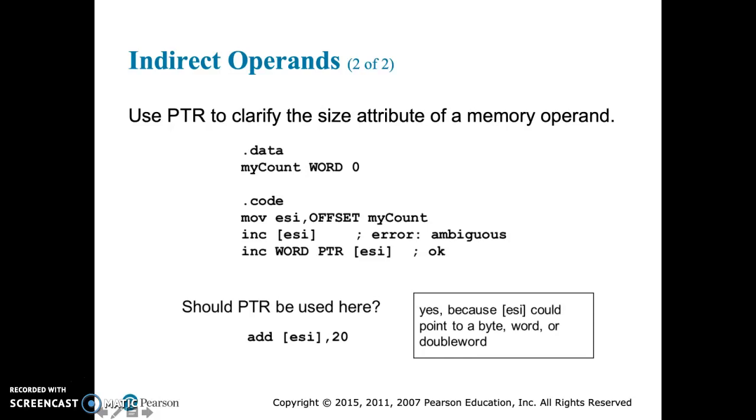And remember, we use the pointer to clarify the size attribute. So here we have a variable, myCount, which is set to the size WORD, 16-bit, and a value of 0. And we move the offset of that to the ESI register just like before. Now, if we try to increment, it's unclear what the size of that operand is. So in the next line, you can see we use WORD PTR to specify that we're incrementing the dereferenced value to 16 bits, and that's okay.